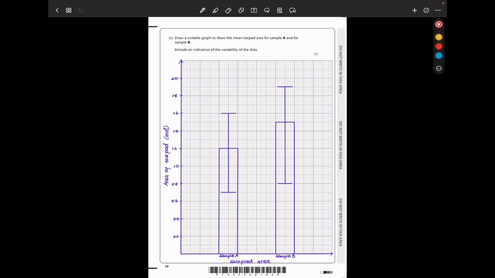In this presentation of my data, I've included the error bars, and my axes are labeled. I have units, and I have chosen suitable scales. So this is how you could present your data to get the 3 marks that are awarded here.